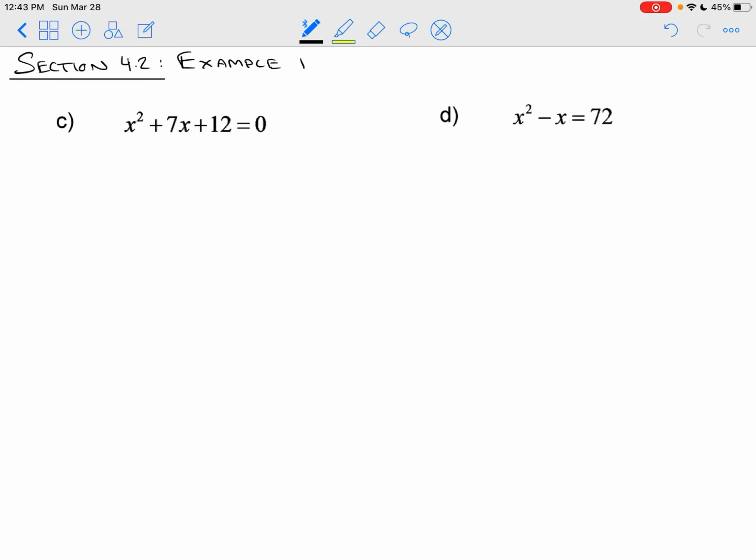Alright, this is example 1, section 4.2, parts C and D. So we're solving quadratic equations by factoring to determine the roots of these equations. So we'll use our sum product method here. And I like to do these by writing out what my sum and product are like this. And it almost makes a little puzzle out of factoring.